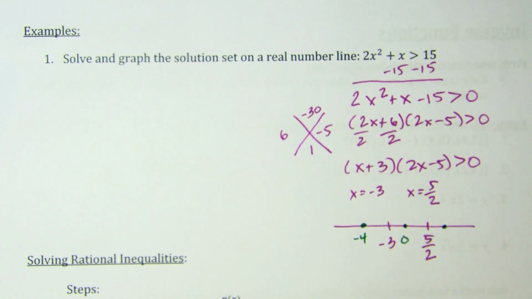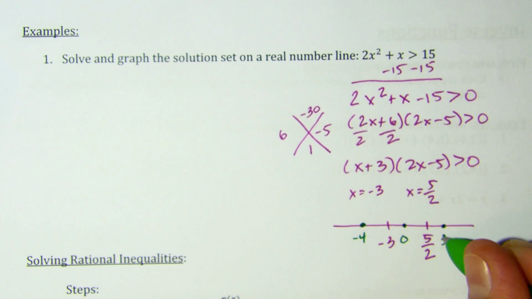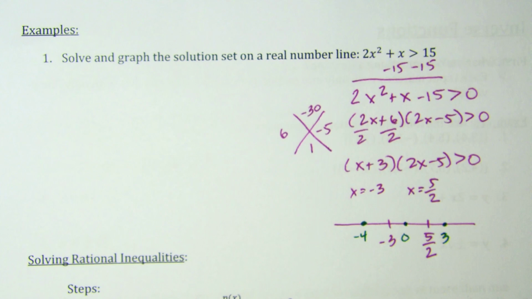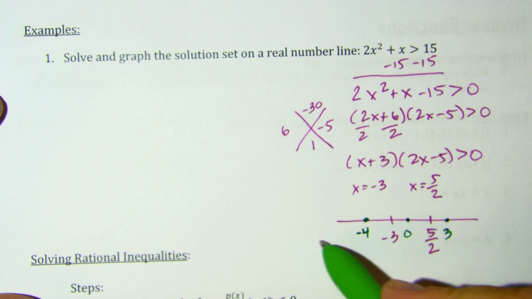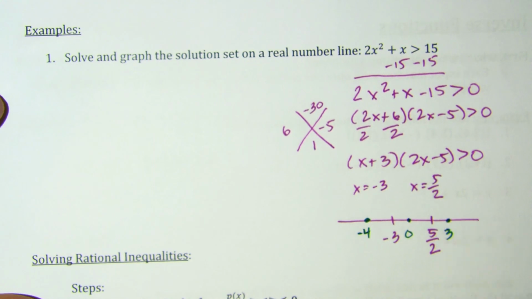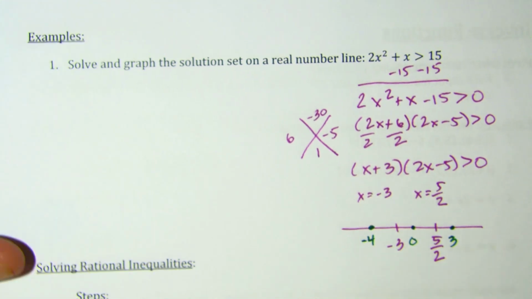And then I need something bigger than 5 over 2. It could be 1,000,000, 1,000, 10, doesn't matter. I'm going to choose 3. You're picking those values, so they're arbitrary values. They're random. It's just whatever you're picking as long as it's less than negative 3, between negative 3 and 5 over 2, and bigger than 5 over 2.